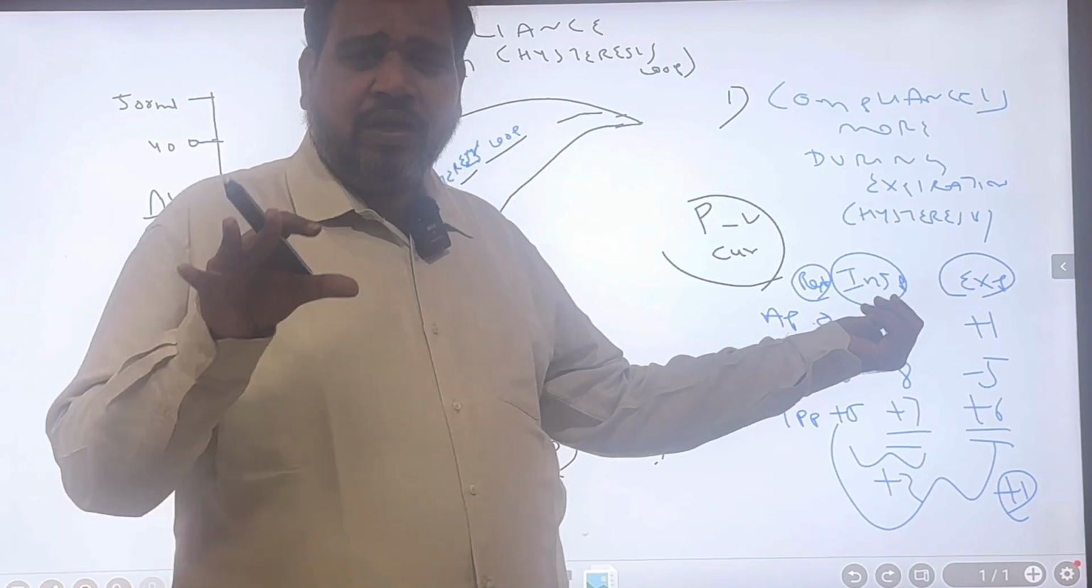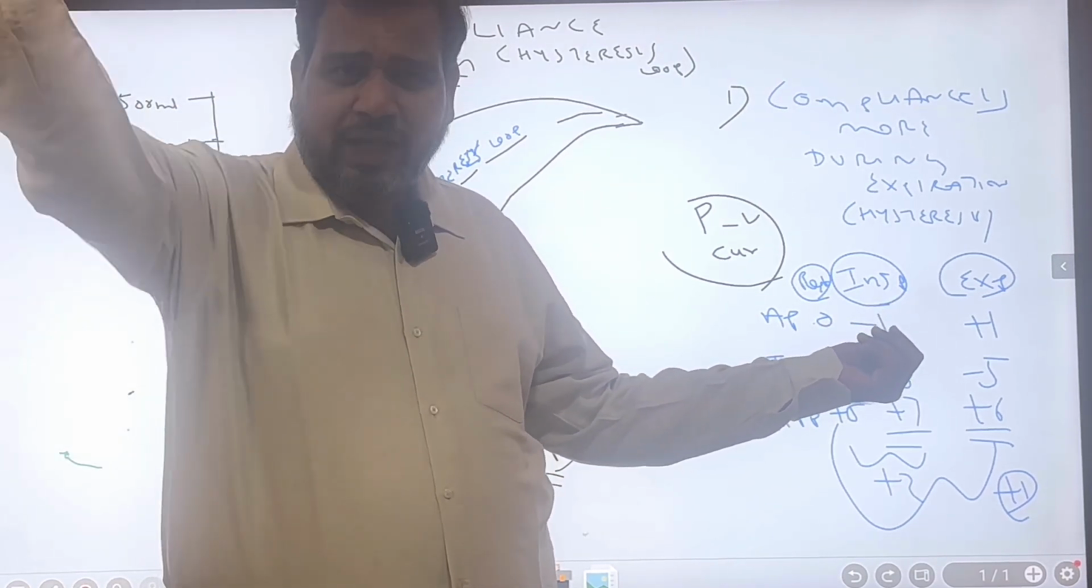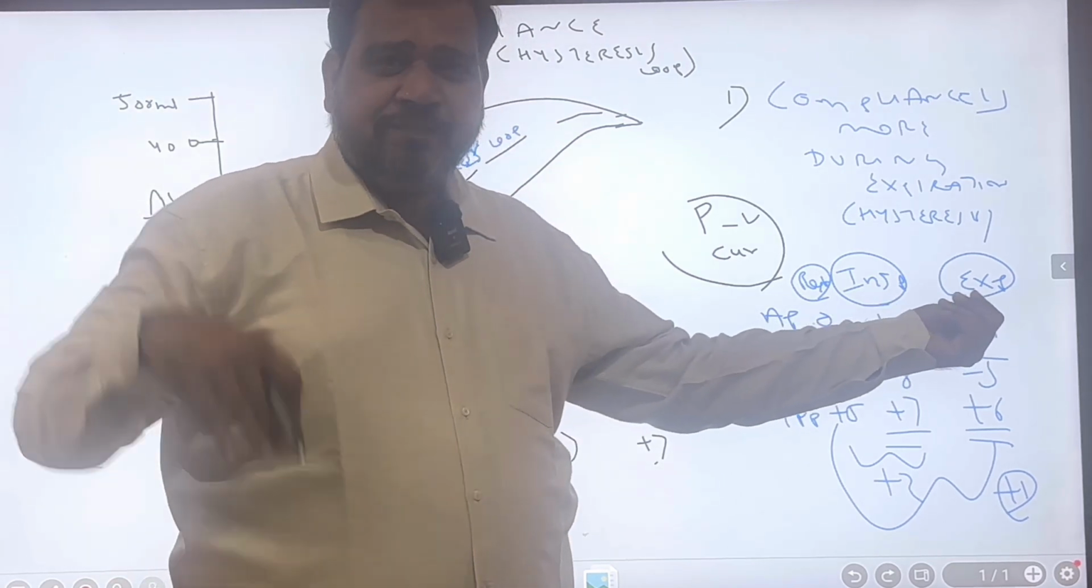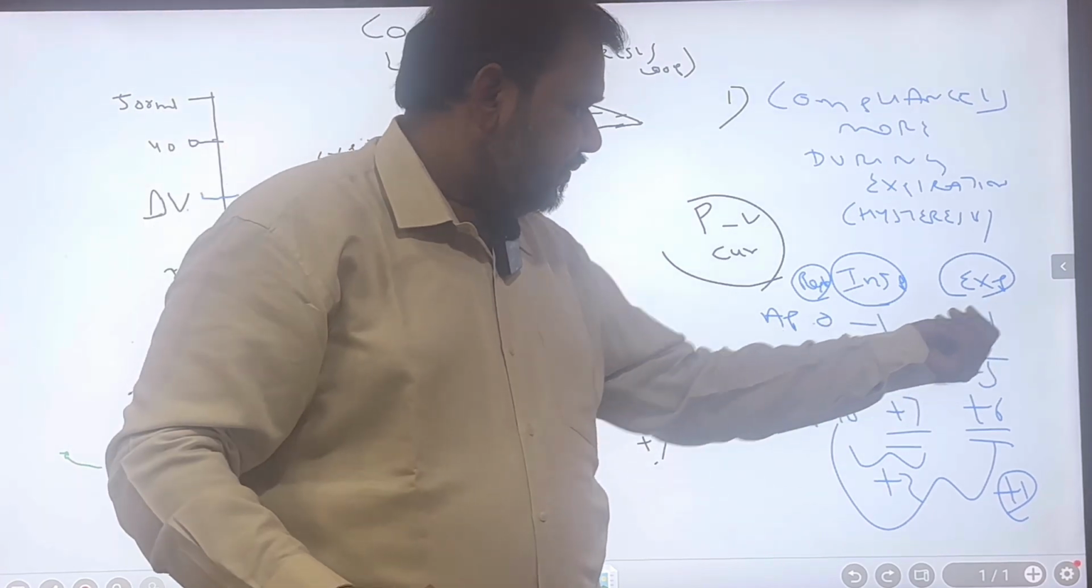When I inspire, my alveolar pressure is -1. So outside it is 760, inside it is 759. So the air comes inside. Expiration, inside is 761, outside is 760. So air goes out, +1.